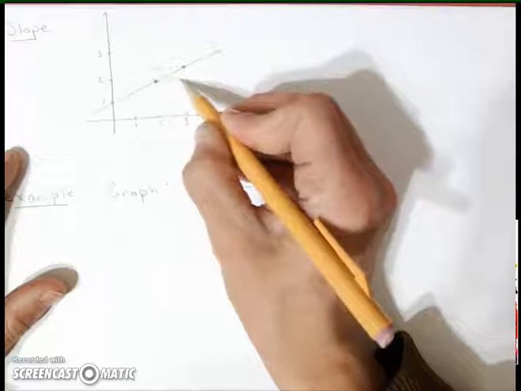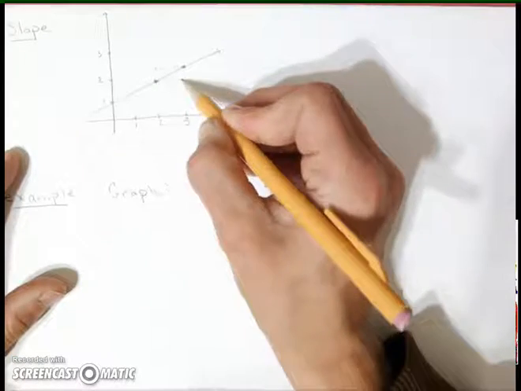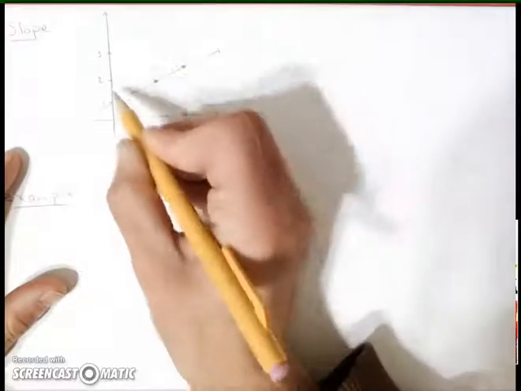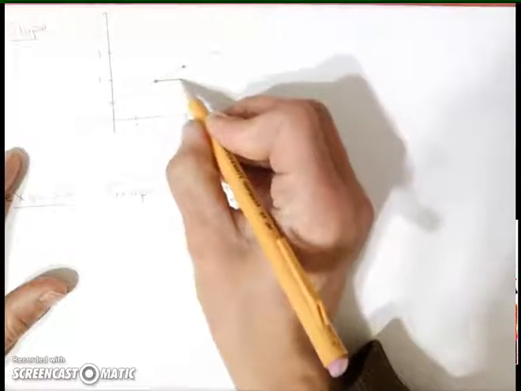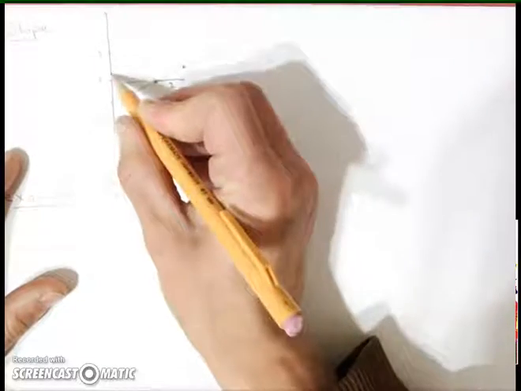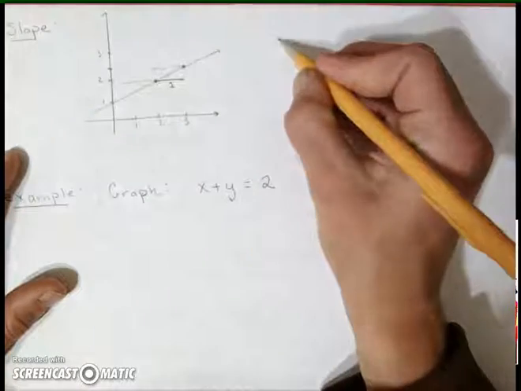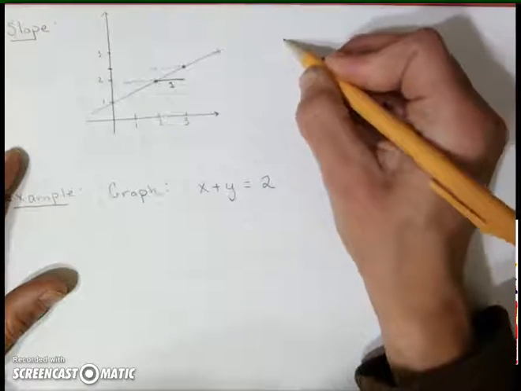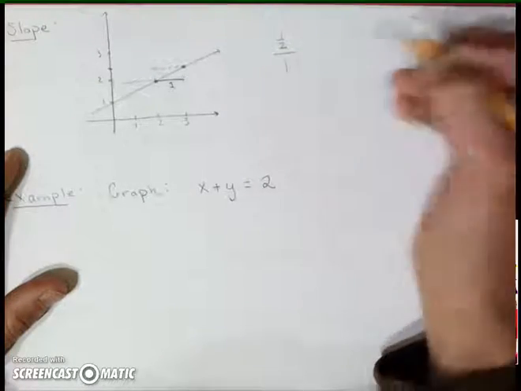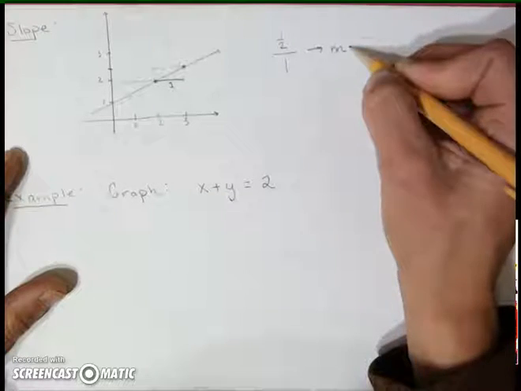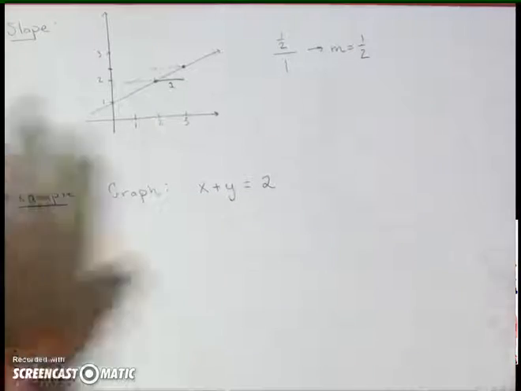So to get over from 2 to 3, I've gone up, so this is a unit of 1 over. I've only gone up about half a unit. So I go 1/2 every time I go over 1. So that means the slope of this line equals 1/2.